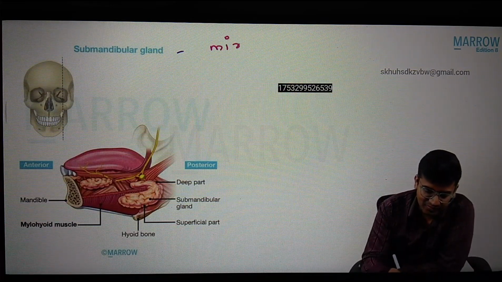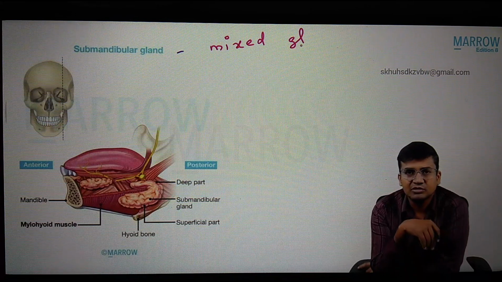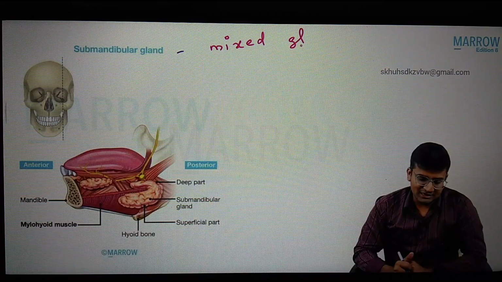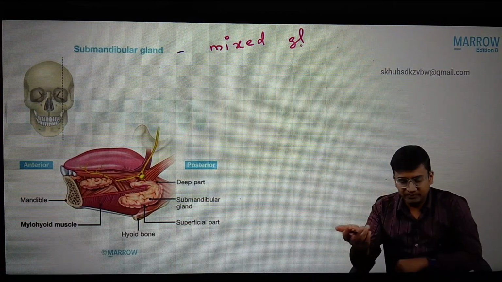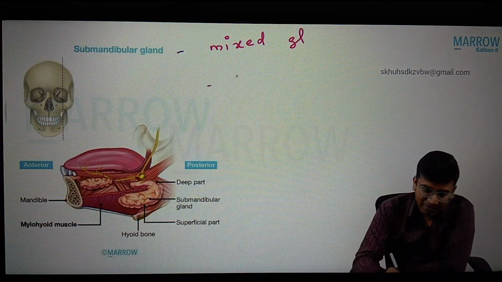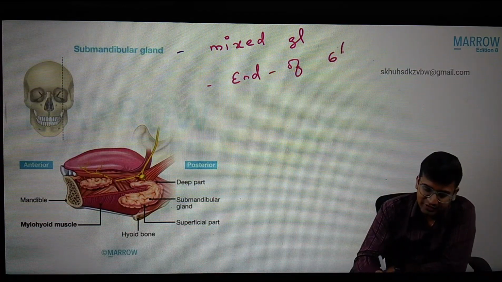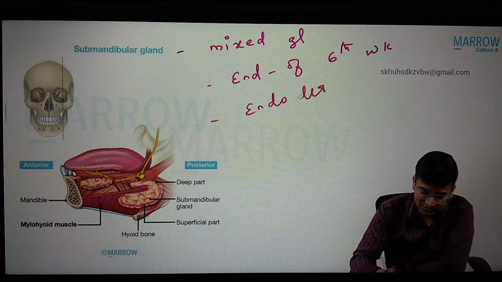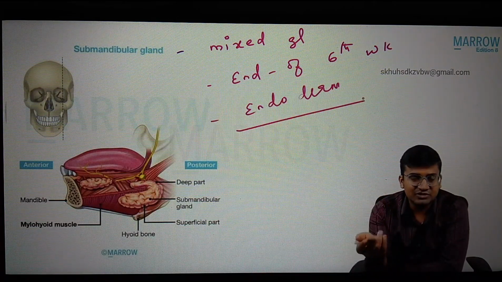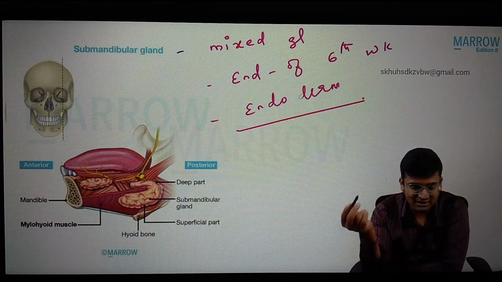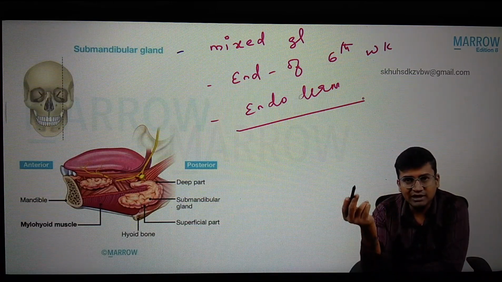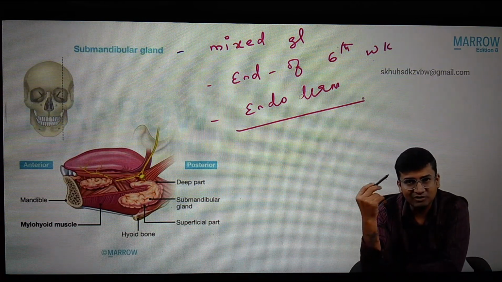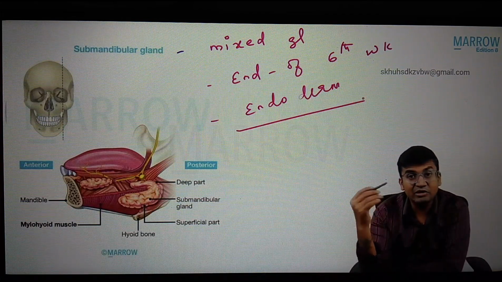It is a mixed gland. Parotid gland is serous, whereas submandibular gland is a mixed gland. And the parotid gland, I told you, is formed by the 6th week, whereas the submandibular gland is formed by the end of the 6th week, and it is coming from endoderm. So see the difference between parotid and submandibular. Parotid is a serous gland, submandibular a mixed gland. Parotid is formed at the beginning of the 6th week, whereas submandibular gland at the end of the 6th week. Parotid gland is an ectodermal derivative, whereas submandibular gland is an endodermal derivative.